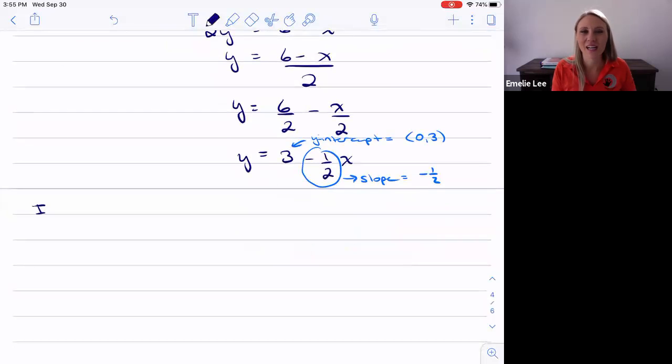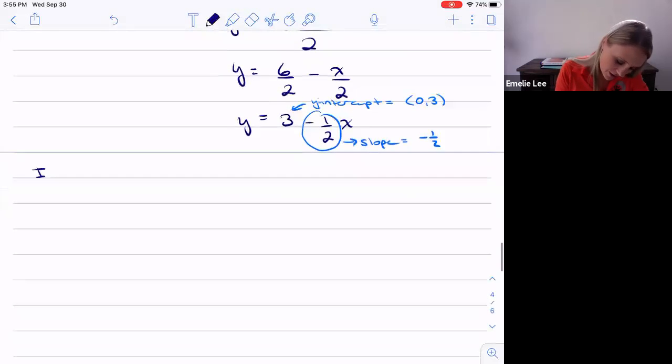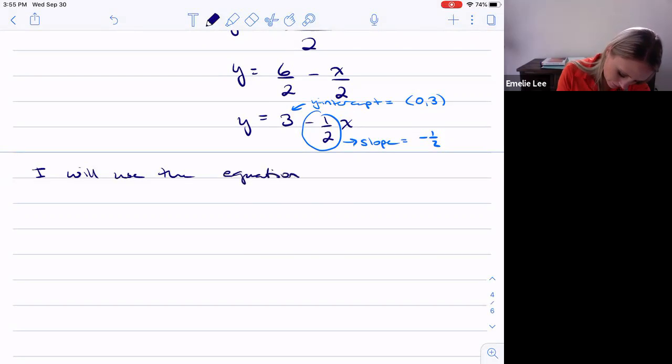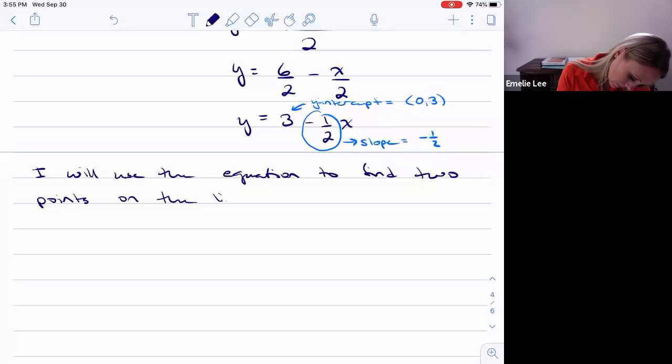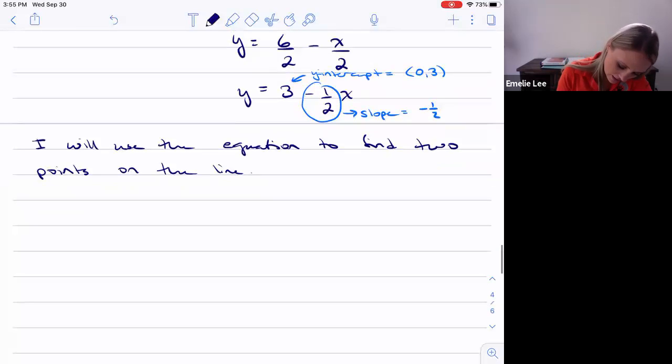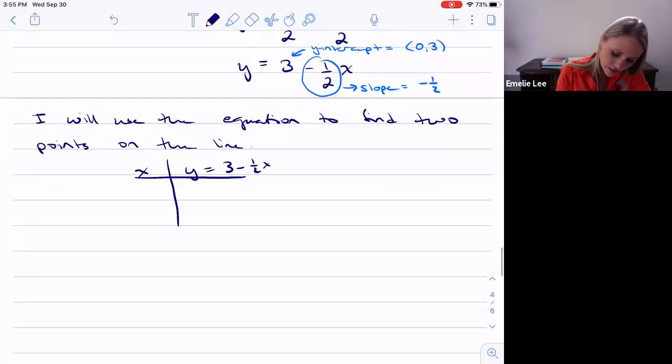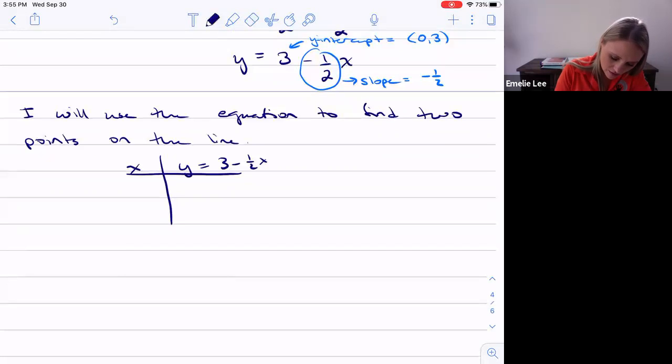I will use the equation to find two solutions, or two points on the line. That's because it's my preferred way, because then I can set up my x and my y. y equals 3 minus 1/2 x. If I let x be 0, that's easy, and I already did it.